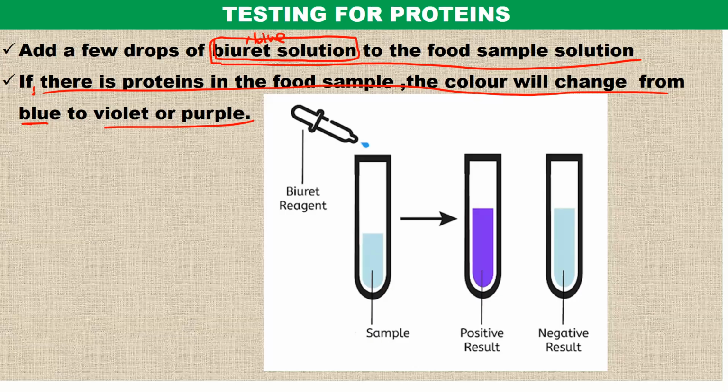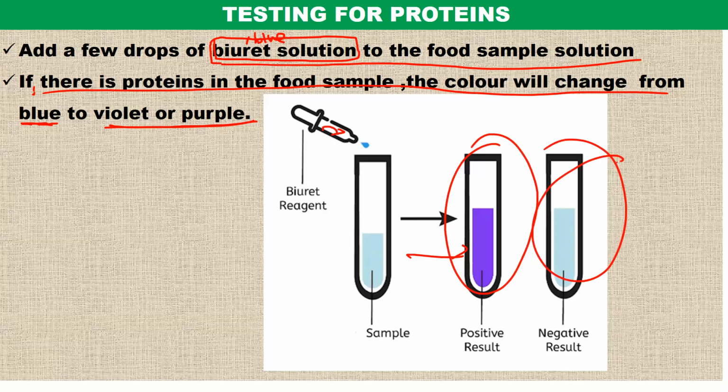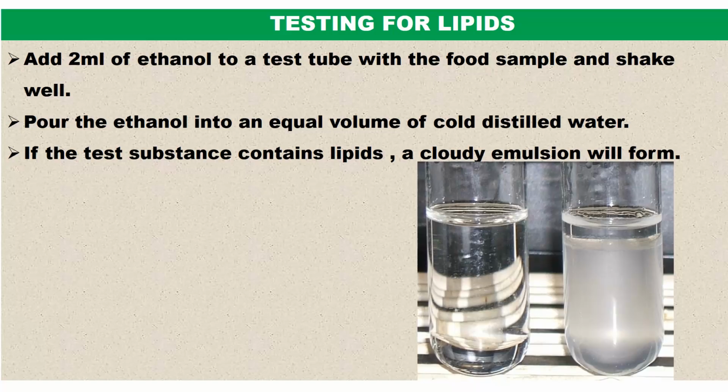So where the Biuret reagent turns purple or violet, that is the positive indication. The presence of protein in the sample food turns the solution from blue to violet or purple. As you can see here, Biuret reagent added to this turns purple, so this one shows positive. If it remains blue, it shows a negative indication.